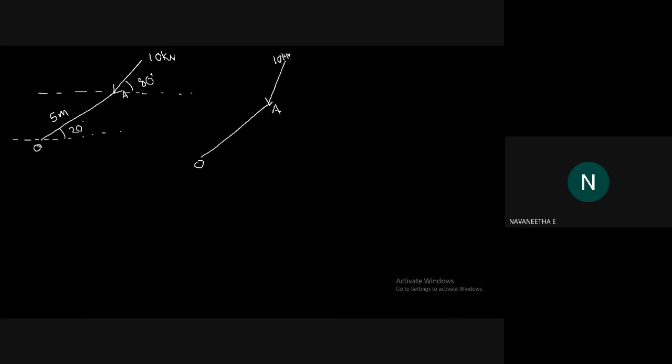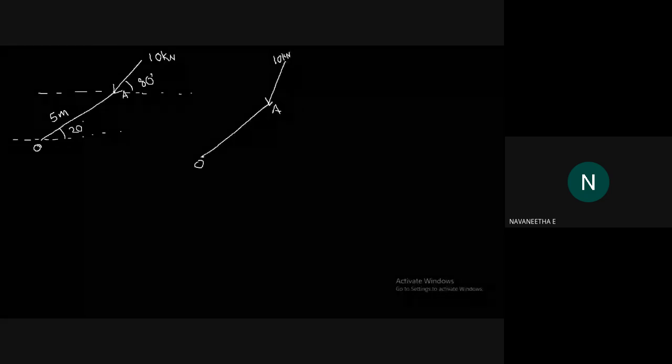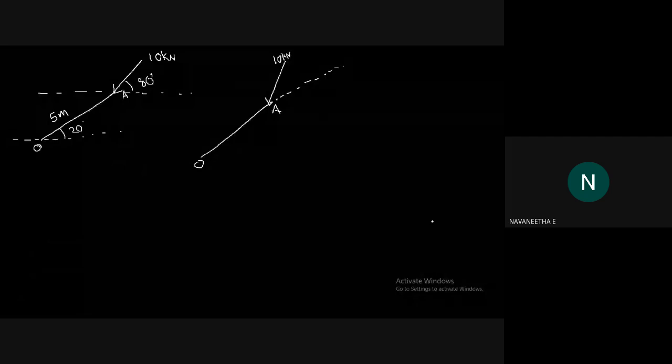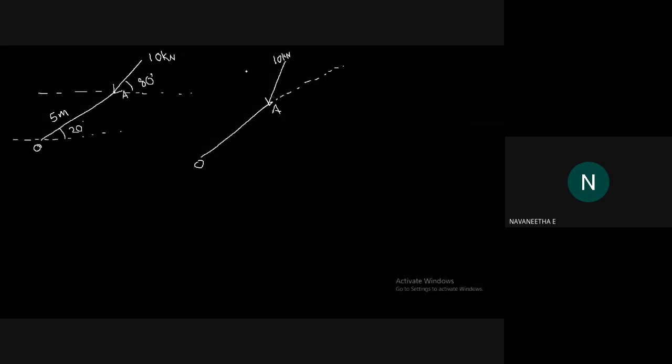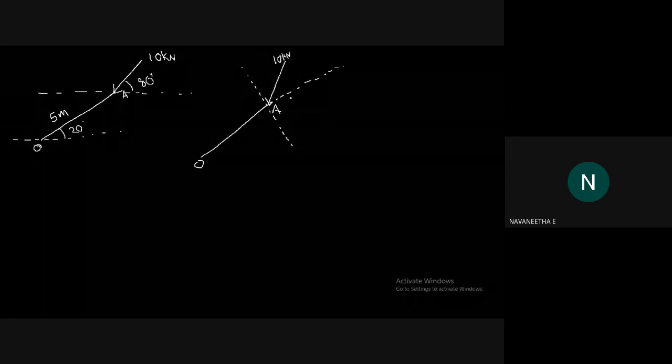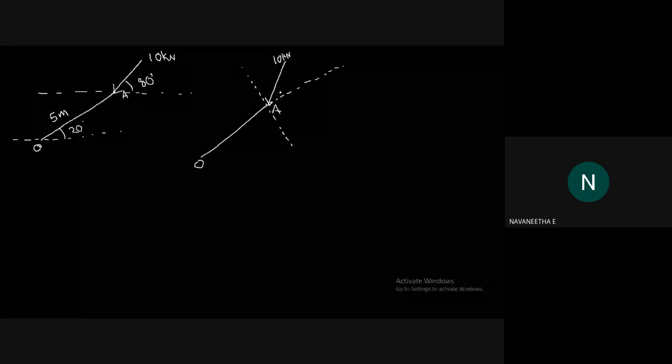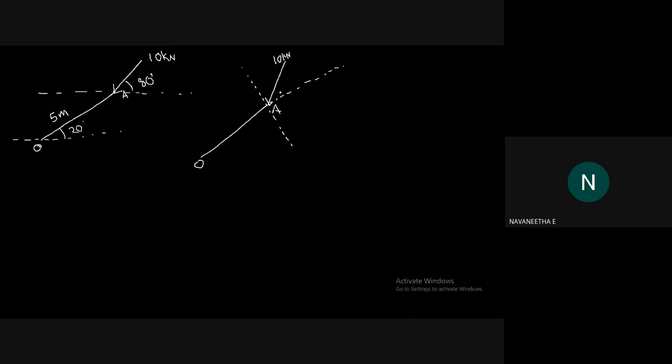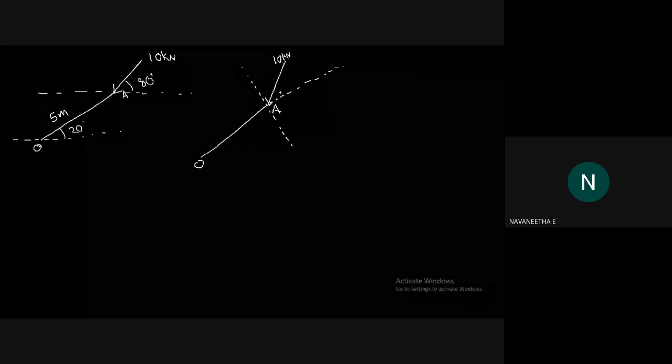And here I am considering OA as the x-axis, and I am drawing the y-axis which is perpendicular to OA. Here I am resolving the force 10 kilonewton according to this axis. This is my coordinate system, with the beam OA as the x-axis and the y-axis perpendicular to OA.